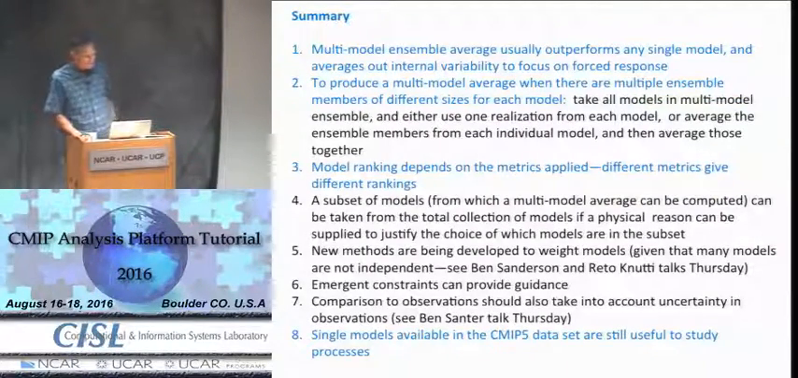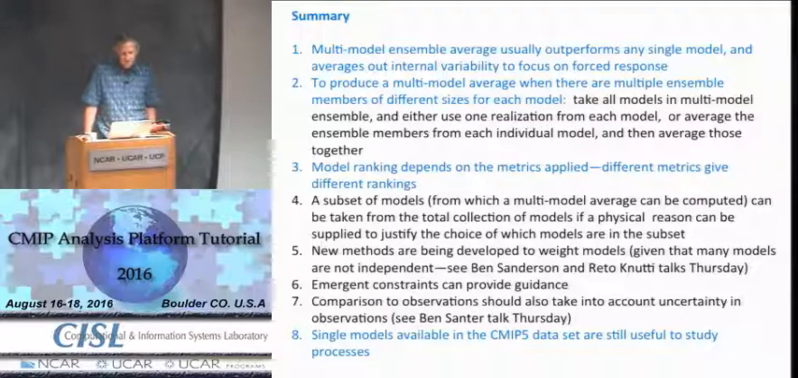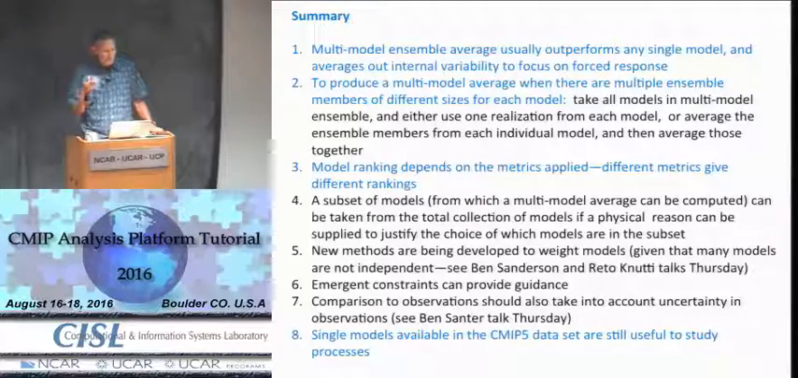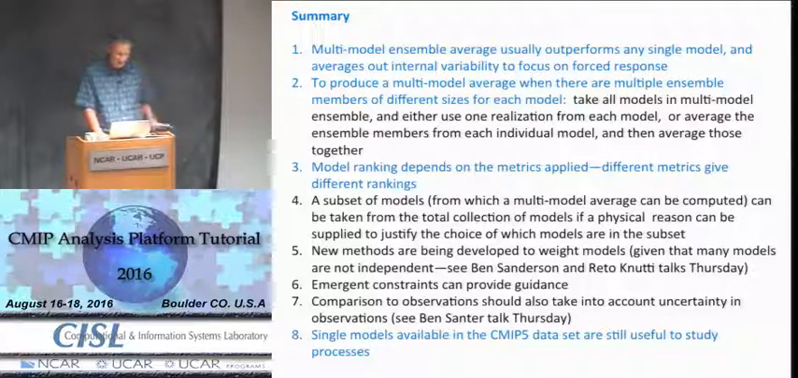So just to summarize, start out by just a few basics. The multi-model ensemble average usually outperforms any single model. And these multi-model averages average out internal variability and give you a focus on the forced response, which has positives and negatives, as I mentioned, depending on how you're trying to look at internal variability. To produce a multi-model average when there are multiple ensemble members of different sizes, you can do 2 things generally. Either you take all the models, well, first of all, you always take all the models in the multi-model ensemble, and then use either one realization from each model, one ensemble member, and average those together, or you average all the ensemble members for each individual model and then average those together.